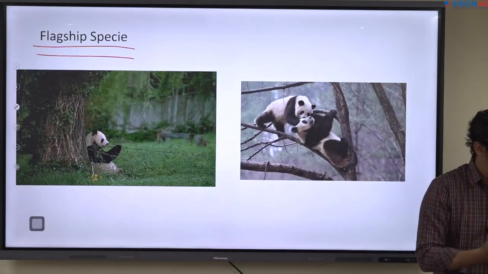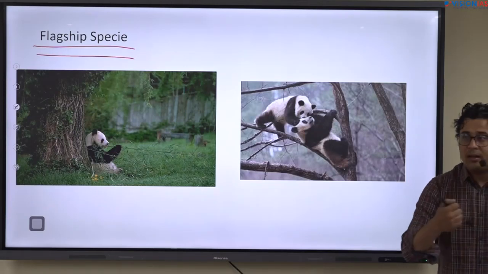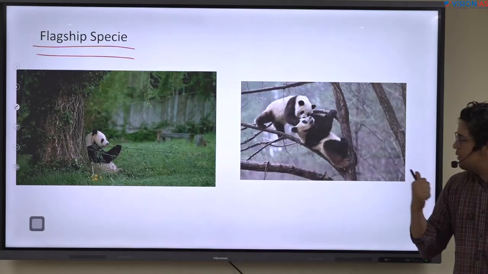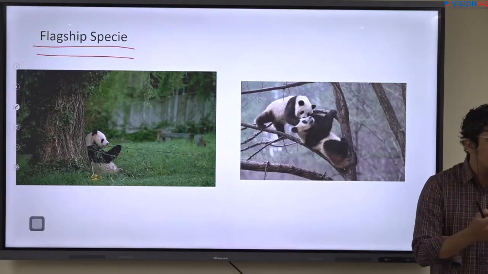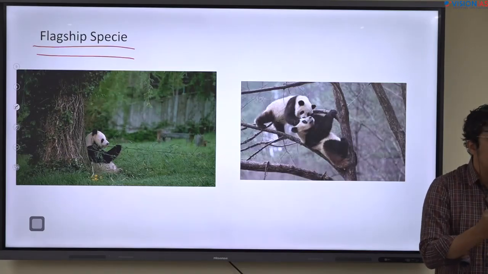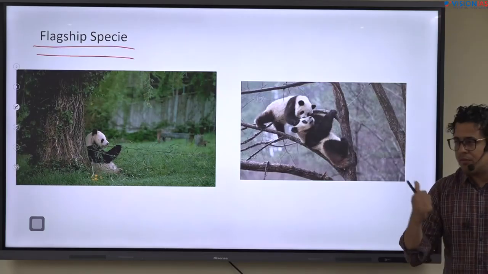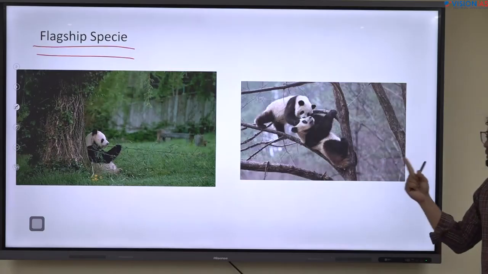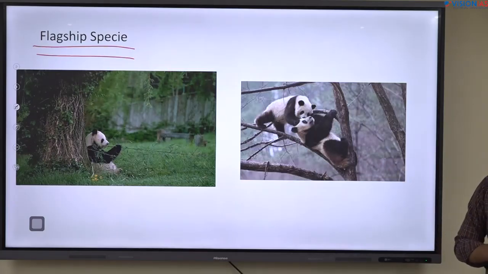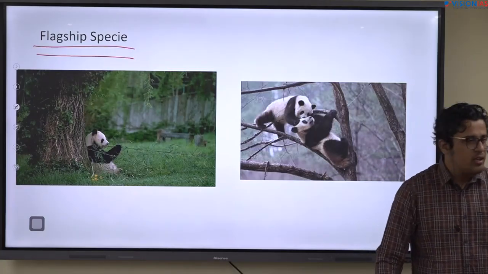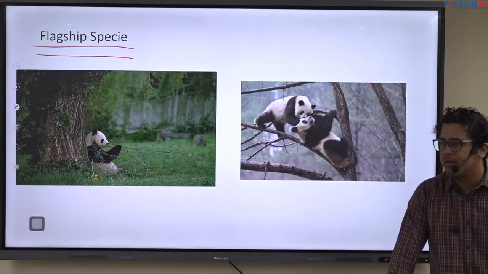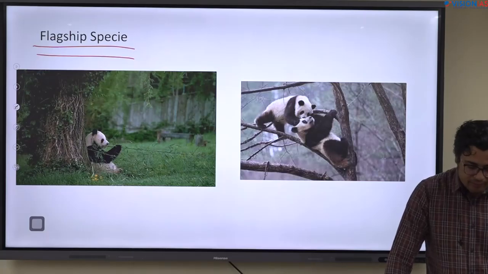And China takes complete advantage of it. And lakhs of tourists every year go to China to see this. This species brings millions of dollars in revenue to China in tourism. Because if you want to see this in nature, China is the only country. So this is the flagship species of China. So what is a flagship species? When you make a species your brand ambassador, icon, or a symbol. Read about it.